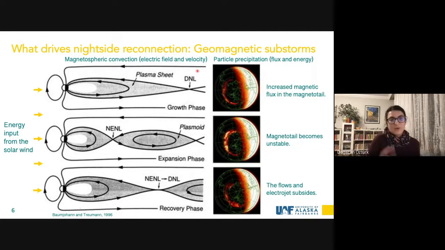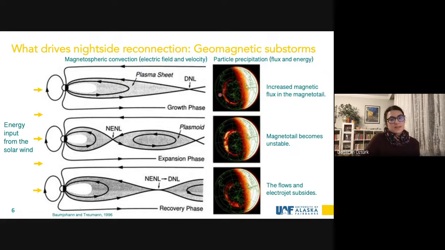We can break down the aurora into two main physical processes here. One of them is basically the convection: magnetospheric convection and ionospheric convection, or the electric field and velocity. And the second is the particle precipitation, basically the flux and energy and the location of where the charged particles are mostly emitted.